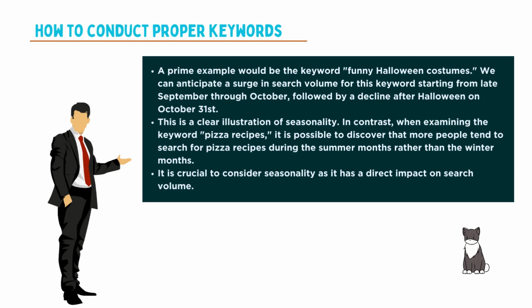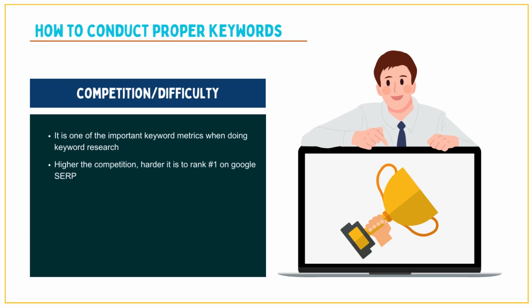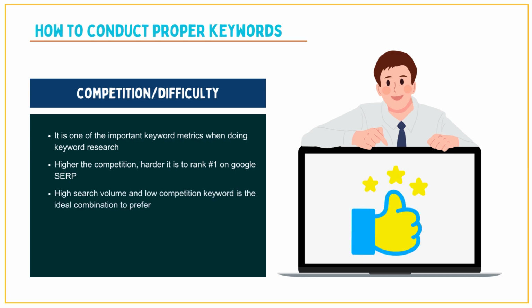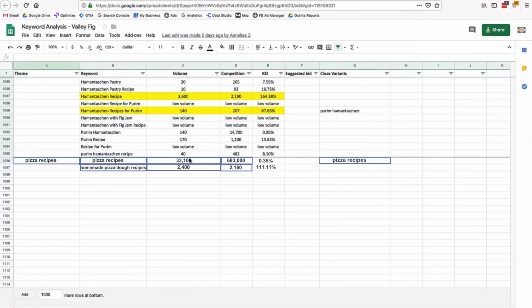Additionally, based on our example, competition is one of the key metrics to focus on. It is important to avoid highly competitive keywords, as ranking number 1 or even on the first page of Google can become challenging depending on the level of competition. The ideal combination is to target keywords with high search volume and low competition, effectively balancing the ratio between the two. When referring to the spreadsheet, it is recommended to have it readily accessible. Start by establishing the theme, which is in this case pizza recipes.